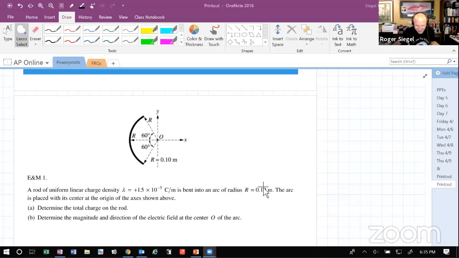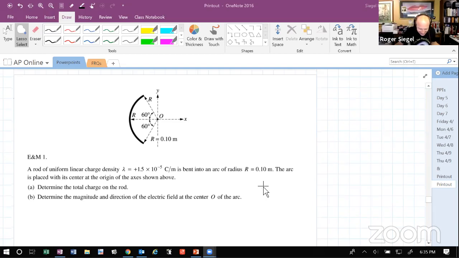Thanks, Kristen. Well, let's go back to some more problems here, and let's do a couple more before we call it a week. You guys are doing great. So here we have a wonderful little problem. It says a rod of uniform linear charge density, lambda, is equal to 1.5 times 10 to the minus 5 coulombs per meter, is bent into an arc of radius 0.1 meter. The arc is placed with its center at the origin of the axis shown. Determine the total charge on the rod.